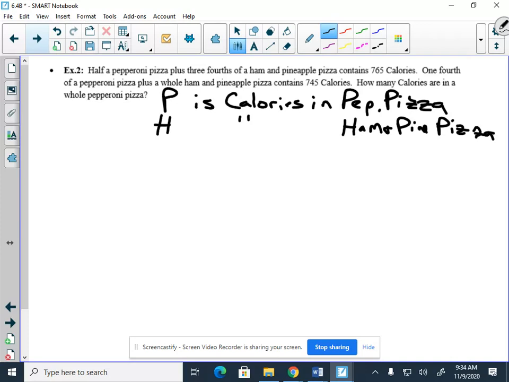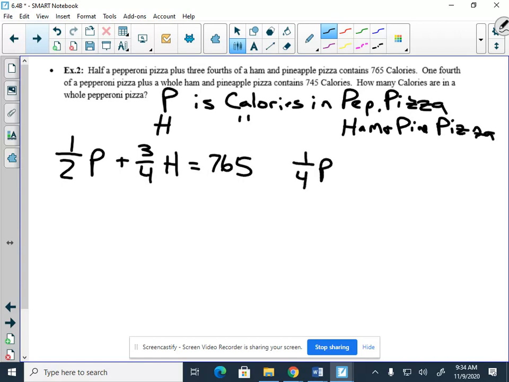Like it. All right. So half a pepperoni. Whoops, I don't know why I put 1/3. Half. 1/2 pepperoni plus 3/4 ham equals 765. The other one is 1/4 of pepperoni plus a ham equals 745.